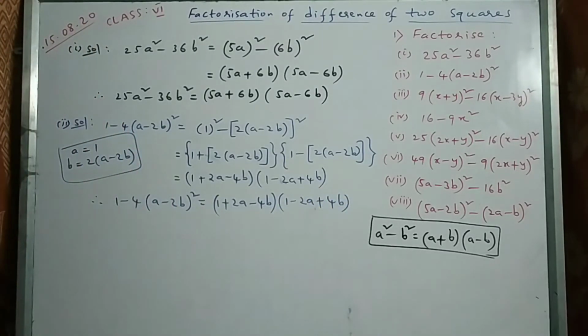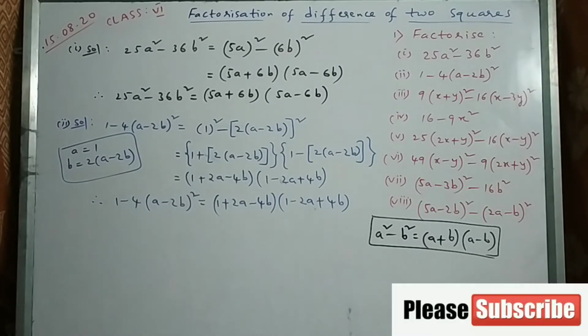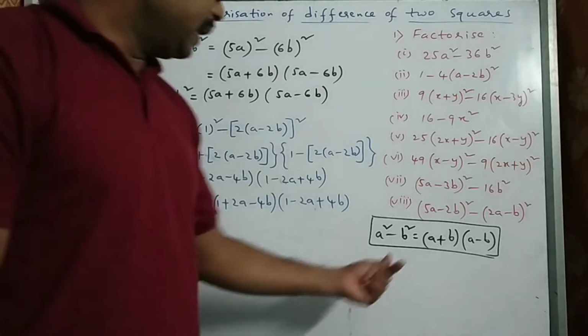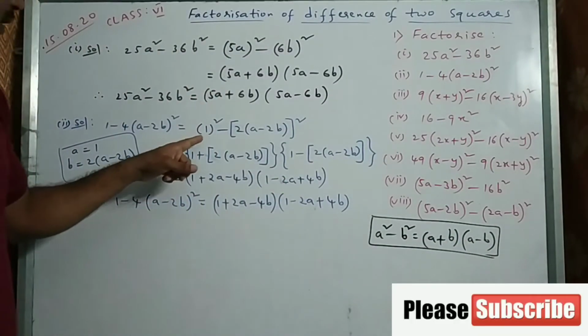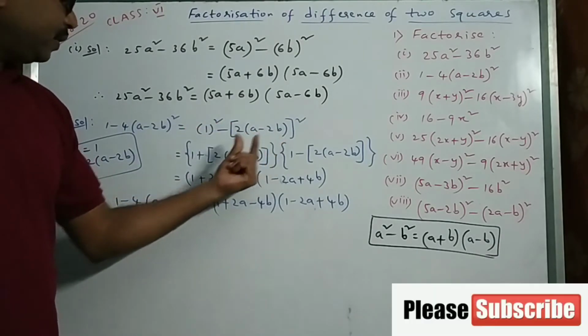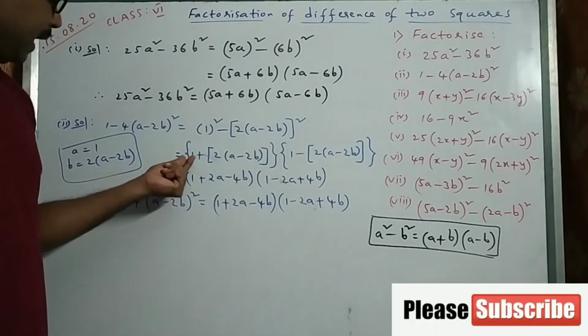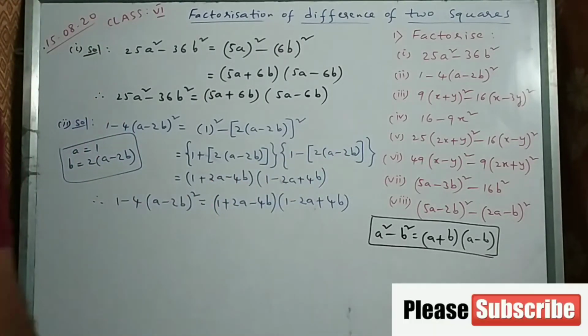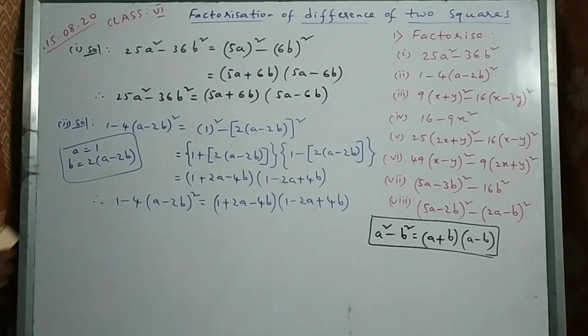So which formula we are going to use here? A square minus b square equals a plus b into a minus b. It looks like a square minus b square. A value 1, b value 2 into a minus 2b. So a plus b into a minus b. Simplify this. Third one we will see.